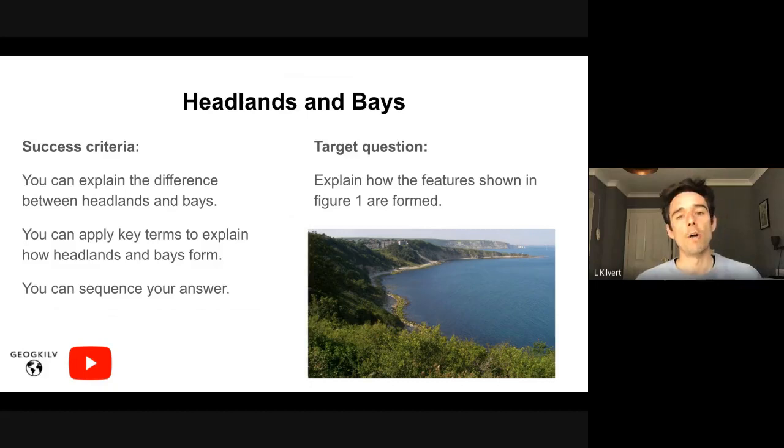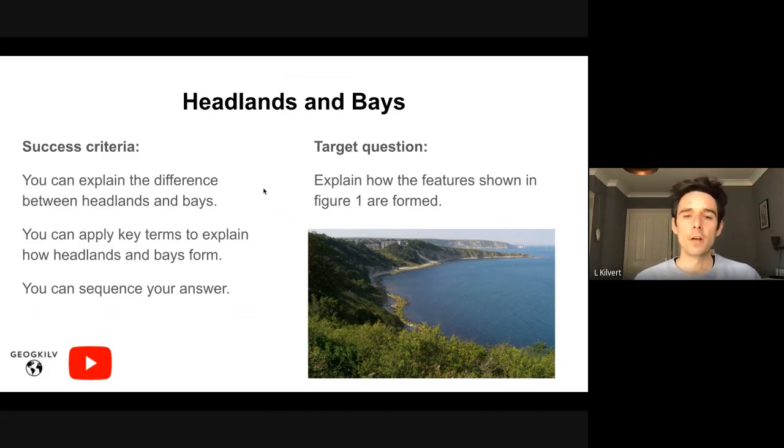And as with a lot of physical process questions, which is what this question is that you can see on the right-hand side, we need to be able to sequence our answer. Remember, sequencing your answer means putting things as a series of different steps. This happens, then this happens, then this happens, then this happens. And ultimately, you're going to know whether you can do that by being able to answer this target question here, which says, explain how features shown in figure 1 are formed.